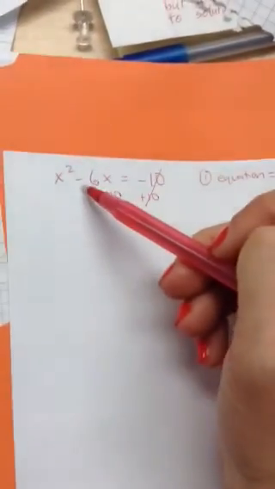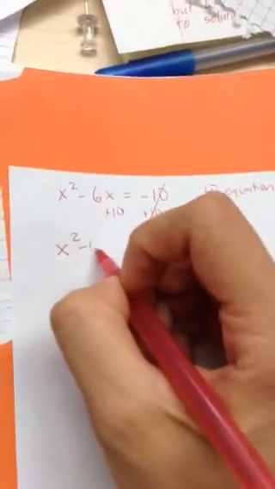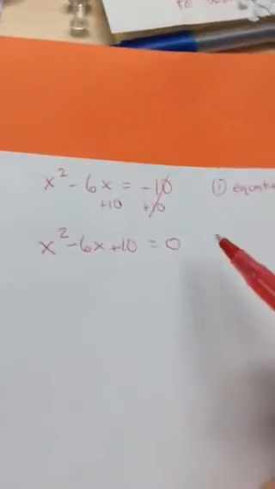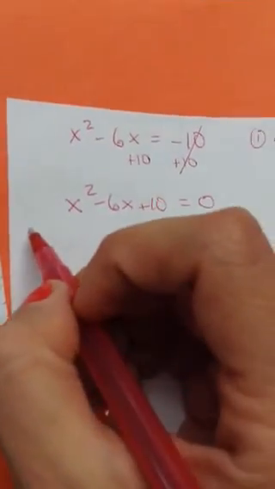Now I can't add negative 6x plus 10 because they're not like terms. If they were like terms, I would add them. So x squared minus 6x plus 10 is equal to 0. Now that I have one side equal to 0, I can say what my a, b, and c is.